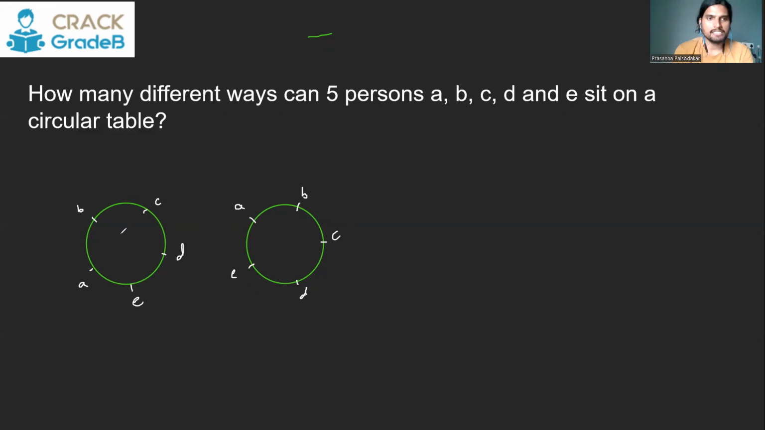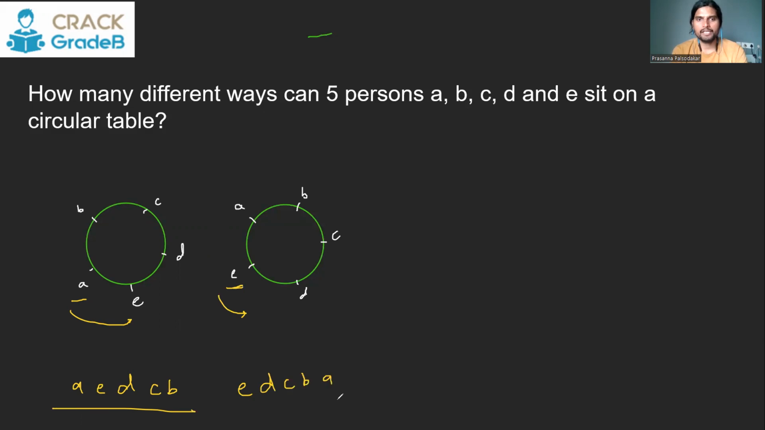Linear arrangement wise, if you start writing from any particular position, for example from here, you will be writing A, E, D, C, B. And if you start writing from this position, you will be writing E, D, C, B, A. So this arrangement will be different from this arrangement if you think of it as a linear arrangement.